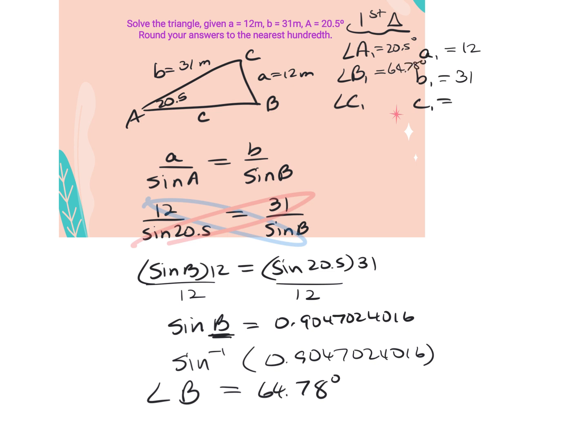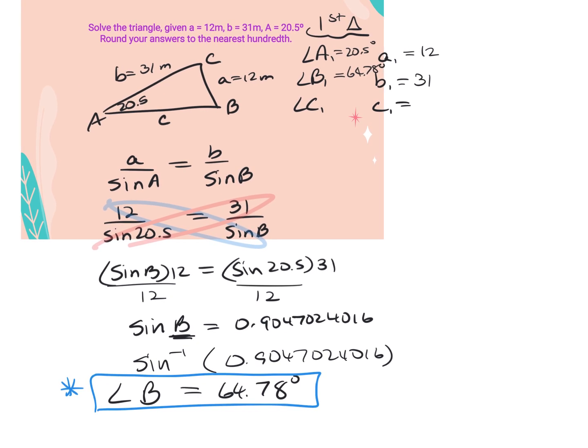triangle. Then I'll go back and remember this first angle you found, this is going to be what we need to use to check for the second triangle. So for angle C, I'm going to be doing, again, another proportion. Let me find angle C first, but this will be the proportion for side C.